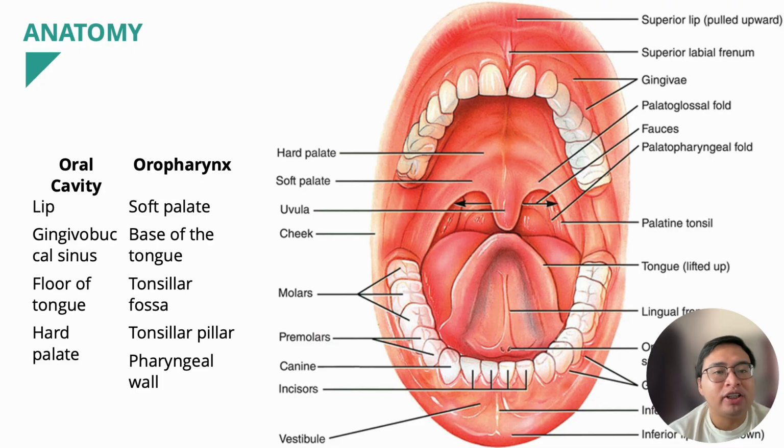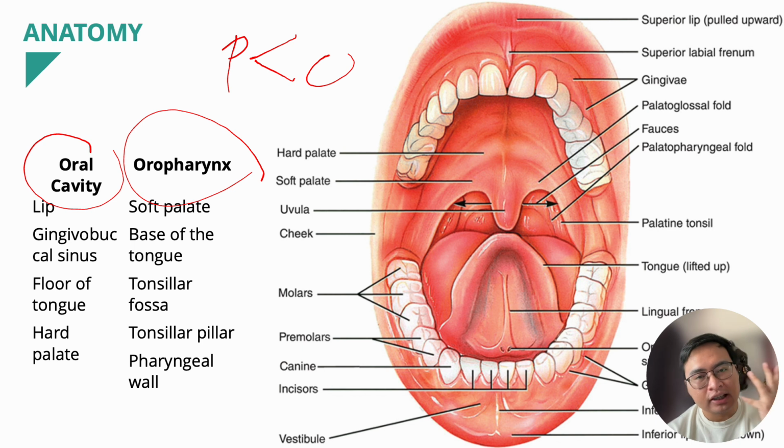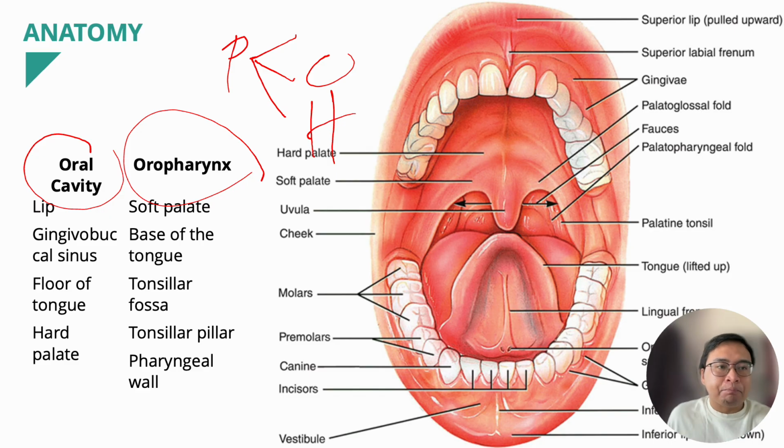So there's a difference between the oral cavity and the oropharynx. Remember, the pharynx could be divided between the nasopharynx, the portion behind the nose, the oropharynx, the portion behind the oral cavity, and lastly, the hypopharynx, which is just above your larynx. Okay? So the parts of the oral cavity are as follows.